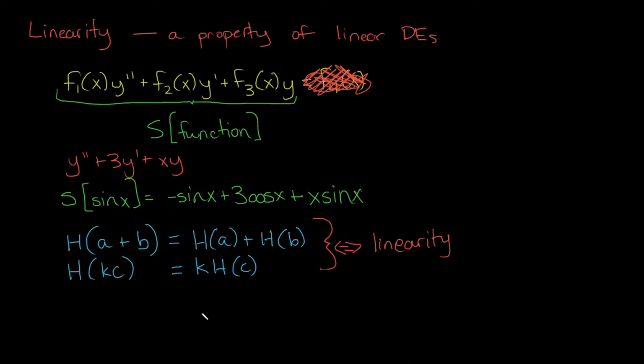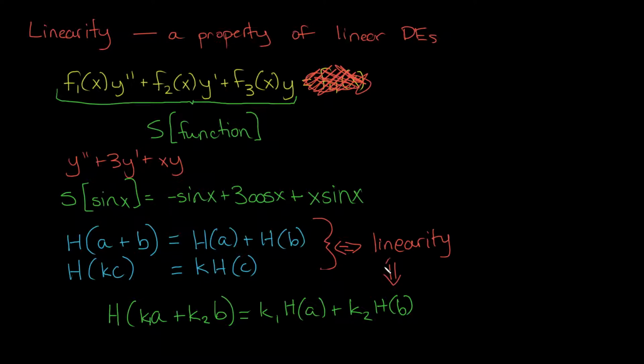What it means here is that you have this. And more specifically, we can consolidate these two conditions into a single condition, which is that h of some constant times something, so k1 times a, plus some other constant, k2, times b, has to equal k1 times h of a plus k2 times h of b. This also goes both ways: linearity implies this, and this implies linearity. So this is the property that we'll be working with for what linearity is.